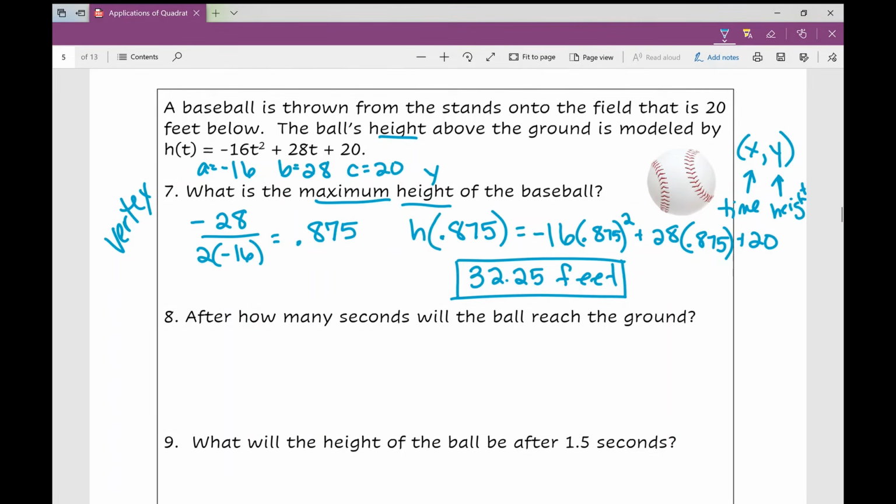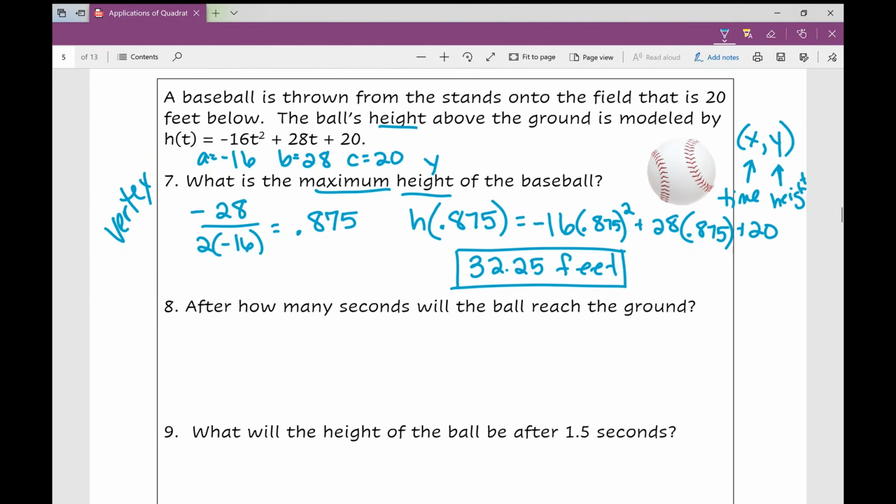Some students I find really just need practice plugging these numbers into the calculator correctly. So I encourage you, if you're one of those students, pause this video when I say and plug it into the calculator exactly as you see it. Okay, number 8, we're almost done. Two more questions.